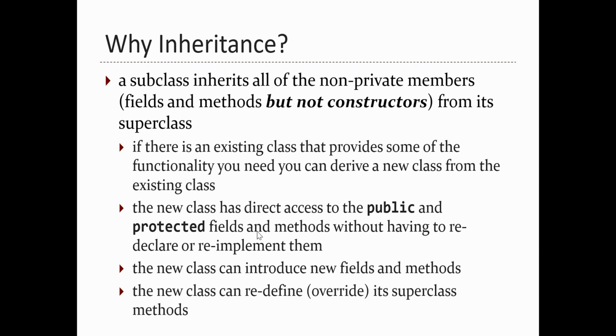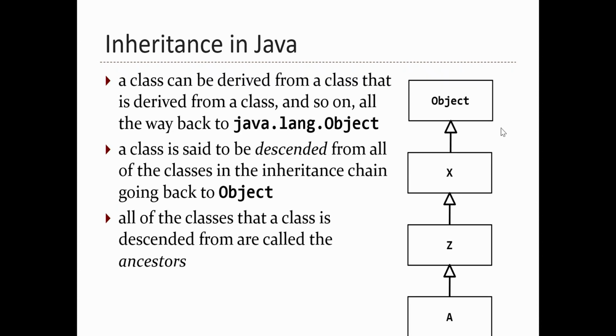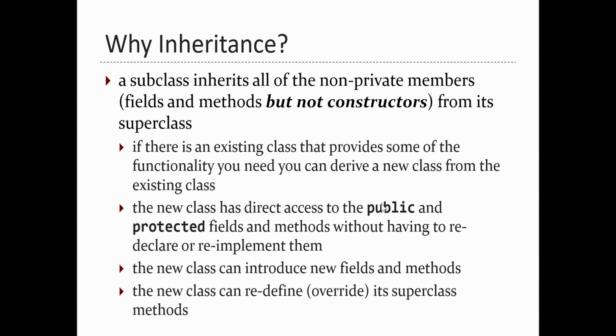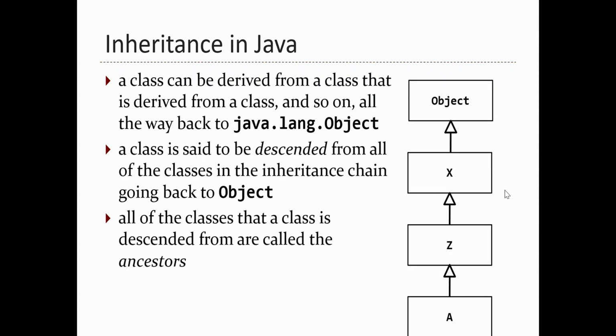Your subclass has direct access to the public and protected fields and methods without having to redeclare or re-implement them. So anything that's marked public or protected in object, A has access to. And so that's why you can just call equals or toString or hash code on any object in Java. Because the class object defines those methods as public actually. And that means every object has those methods. Furthermore, the classes below object don't have to redefine those methods if they don't want to.